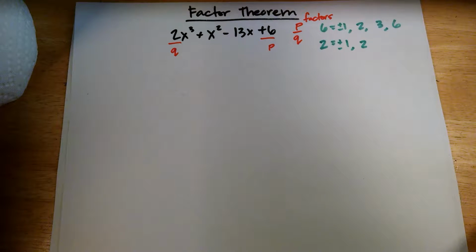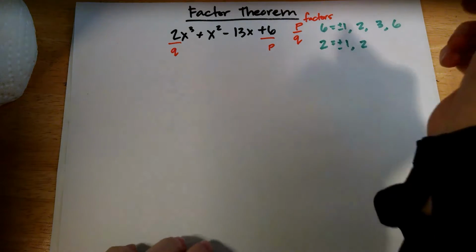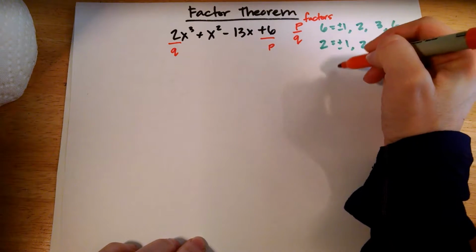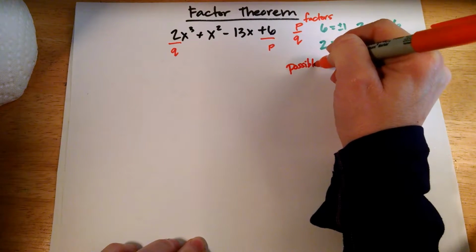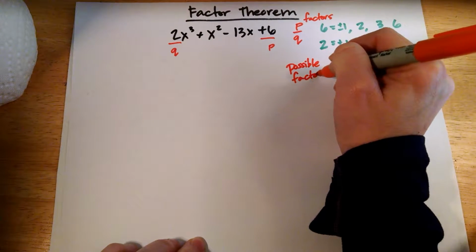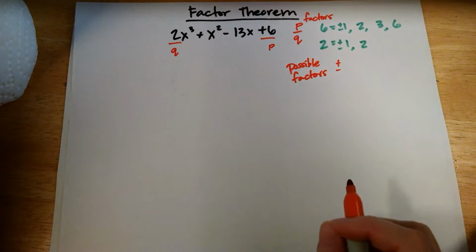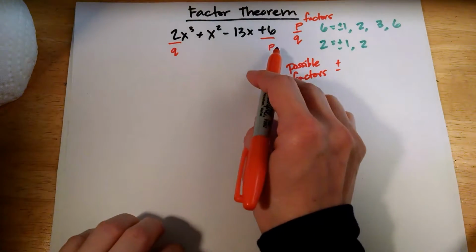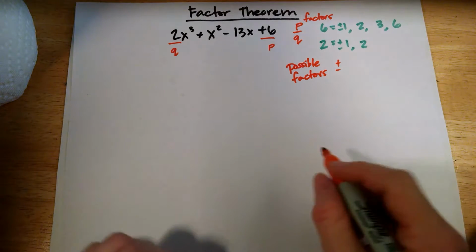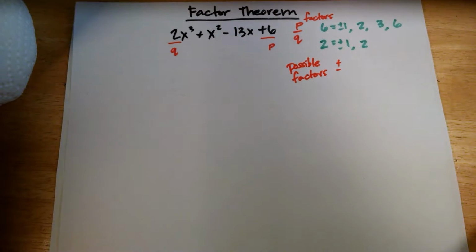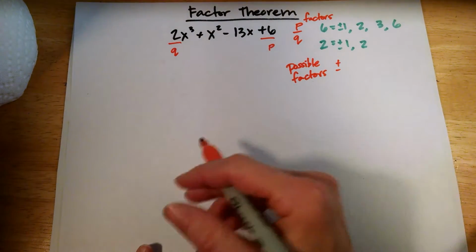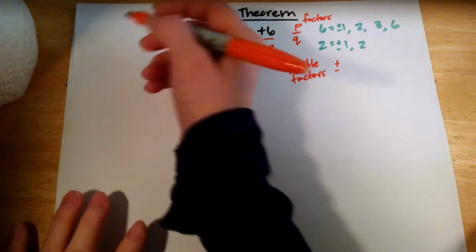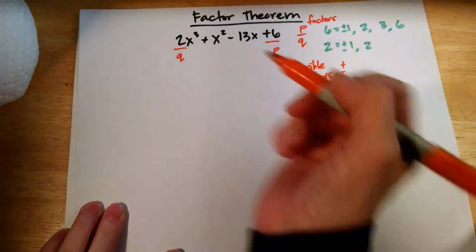Okay, so like I said before, we're going to put factors of P over factors of Q. So we're going to group these all together. I'm going to put my plus or minus. Here I'm going to put possible factors. Now when I say possible factors, I mean that when we solve this, we want to get down to some kind of smaller polynomial. So we want to get down to a binomial or a trinomial. So over here, I'm going to put a little note, possible factors.